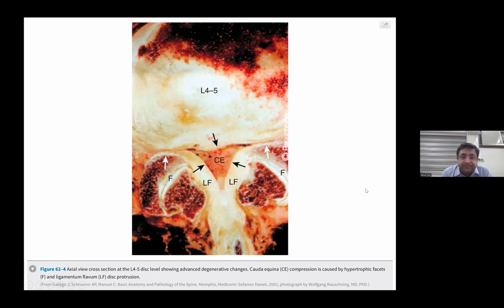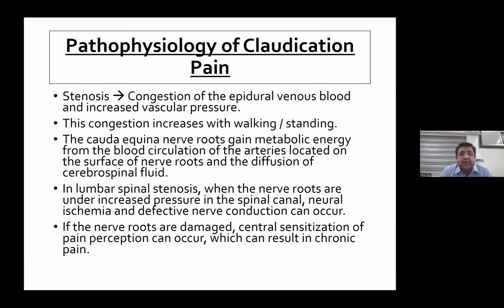The pathophysiology of claudication pain, which is a dynamic pain, develops because of congestion of epidural venous blood vessels and increased vascular pressure. And this congestion increases when the patient walks or stands. The cauda equina nerve roots gain metabolic energy from blood circulation, from small arteries, and because of the diffusion of the cerebrospinal fluid. When the stenosis develops, the CSF flow is highly obstructed, and on walking, the space is further compromised because of the congestion of the epidural veins, and that is why the patients develop claudication pains on walking or standing.